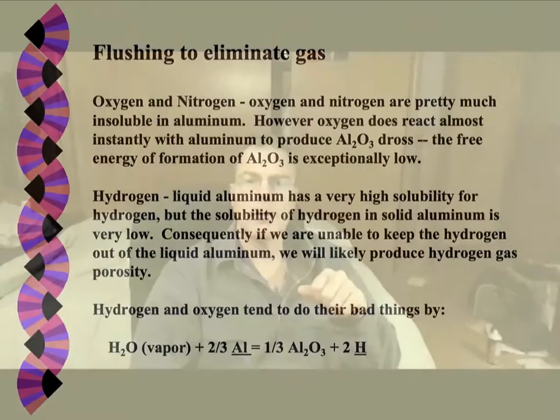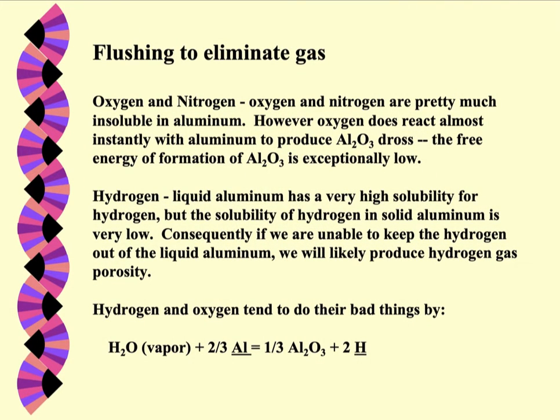Okay, let's see here. So how do we get rid of gas? Oxide and nitrogen don't really dissolve in aluminum, okay? Although oxygen does make aluminum oxide, which is kind of, it really wants to do that. So aluminum really wants to be aluminum oxide. So it says the free energy of formation is exceptionally low. What that means is it wants to form aluminum oxide.